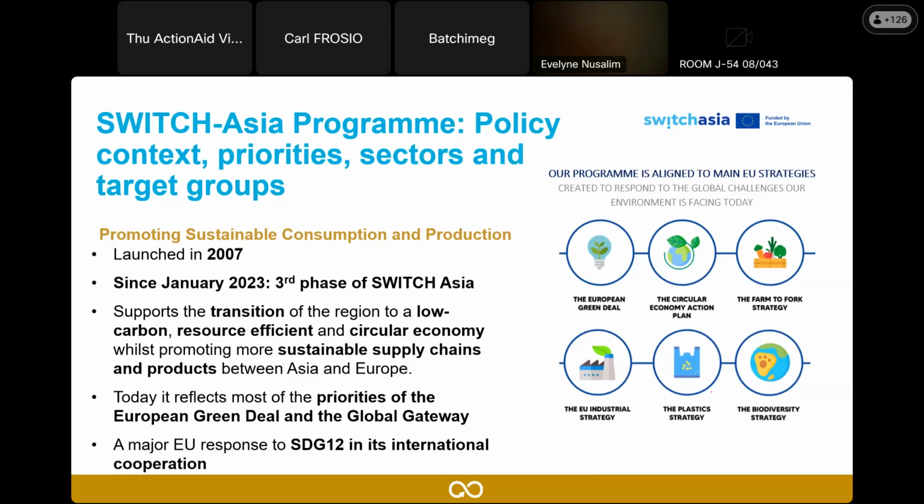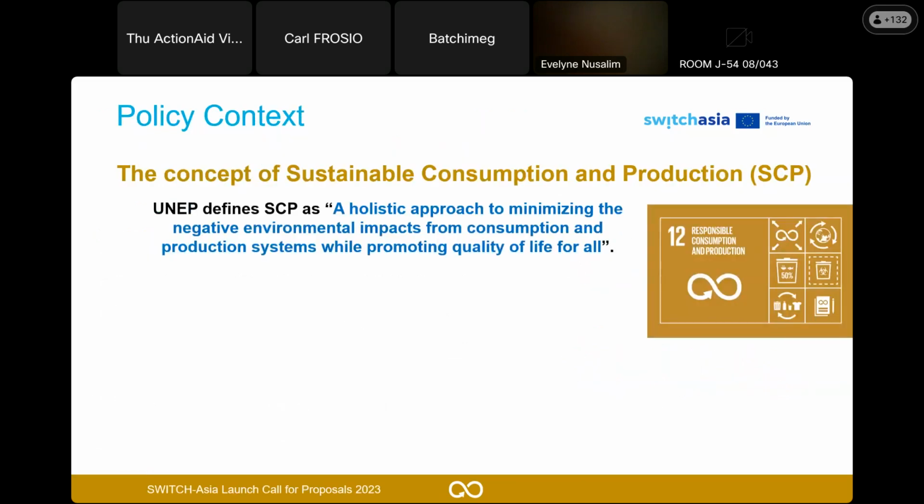And the idea is that the program supports the transition of the regions to a low-carbon, resource-efficient and circular economy, whilst promoting more sustainable supply chains and products between Asia and Europe. And it's also reflecting a lot of the priorities of the European Green Deal and the European Global Gateway Strategy. It's also a major EU response to SDG, or Sustainable Development Goal number 12, in its international cooperation.